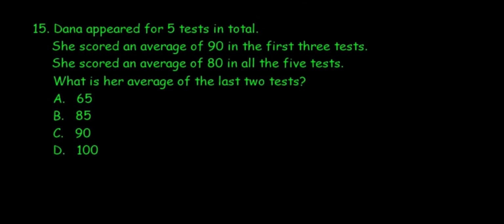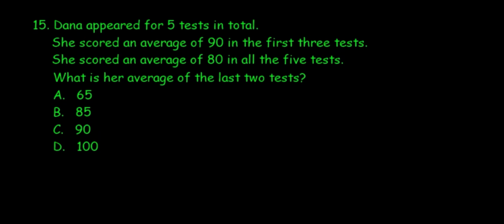Next question. Dana appeared for 5 tests in total. She scored an average of 90 in the first 3 tests. She scored an average of 80 in all the 5 tests. What is her average of the last 2 tests? Let's see, what's the easiest way to work it out?